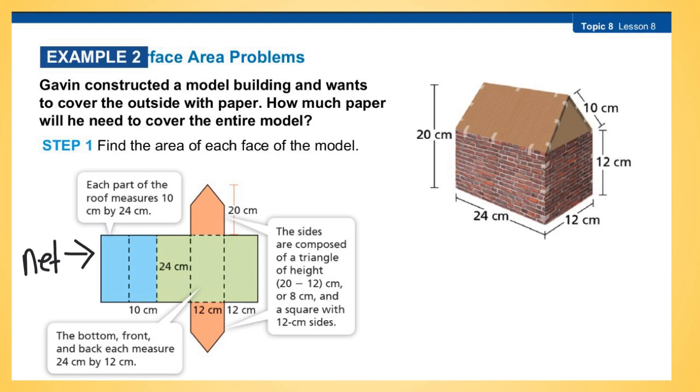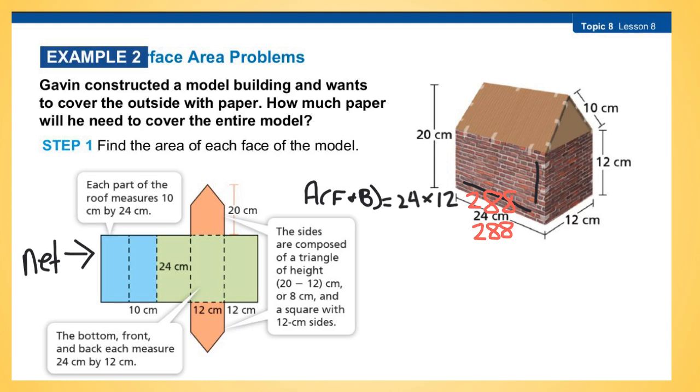Let me show you an alternative. So I'm going to look at Gavin's model, and I notice that there are 4 brick walls. I'm going to start with the area of the front brick wall and the back brick wall. And that is 24 by 12. Or if I went ahead and multiplied 24 by 12, 288. Now I've got a front and I have a back, so I'm going to need 2 of those 288s.